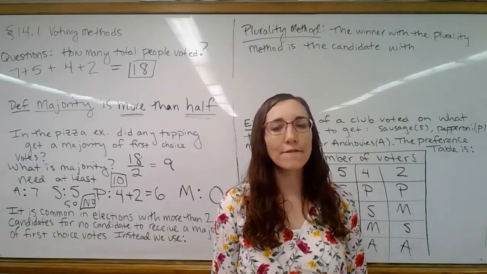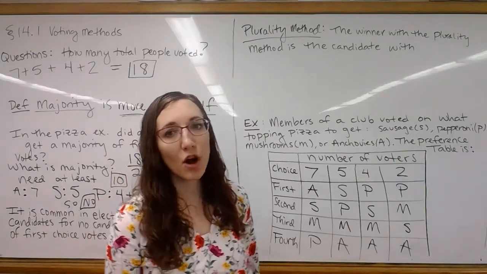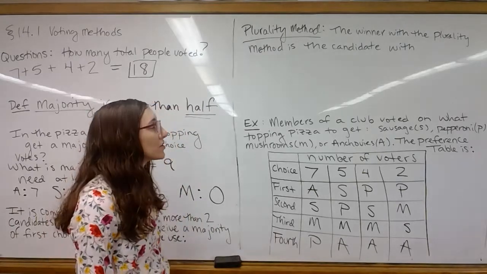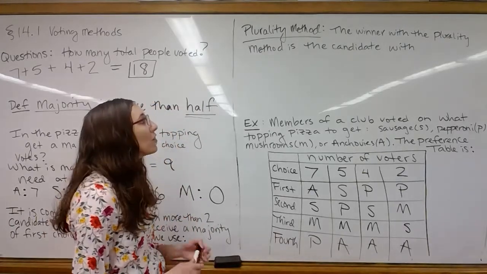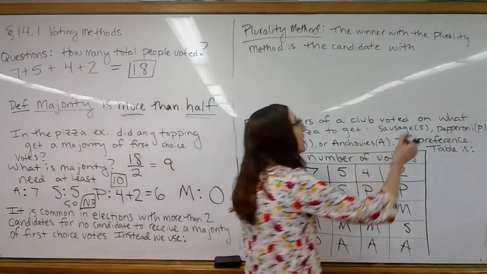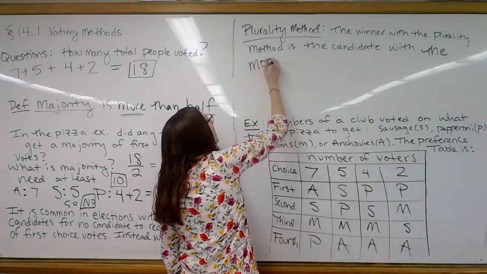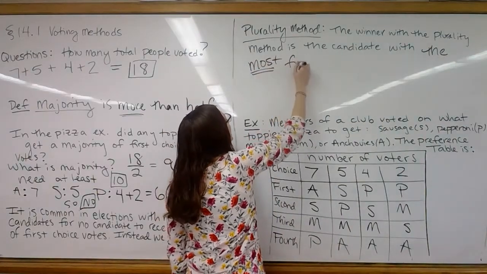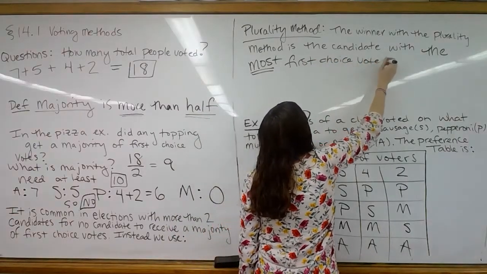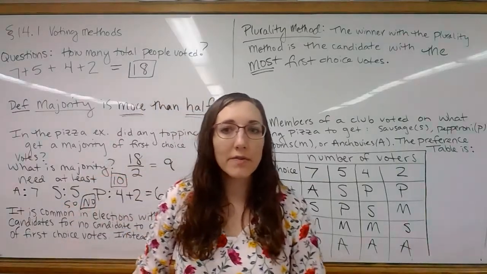So this is going to be our first voting method that we're going to learn. The method is called the plurality method. And the winner, so we're going to define how to pick a winner, the winner with the plurality method is the candidate with the most first choice votes.